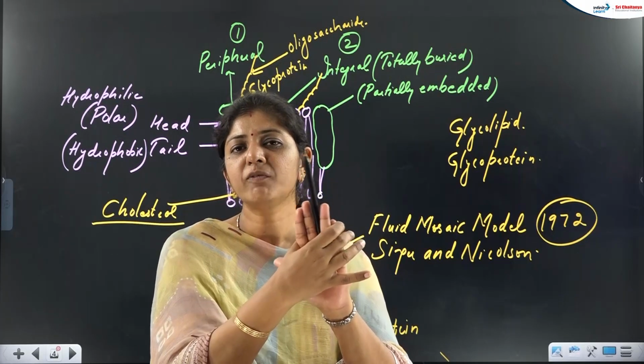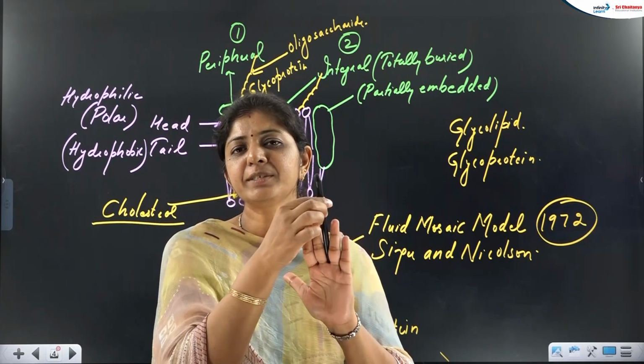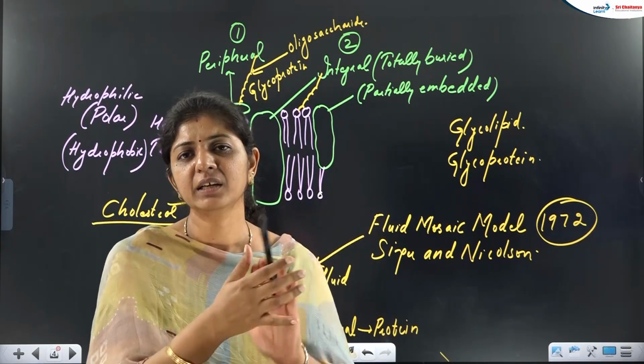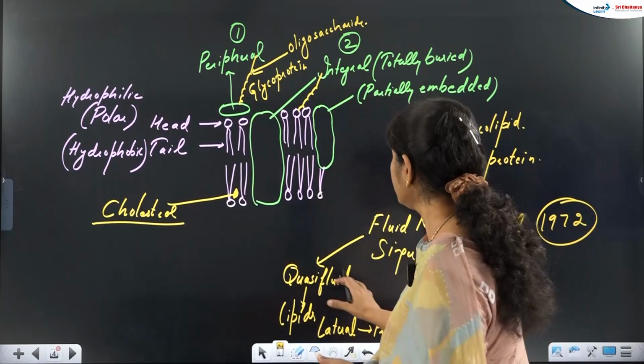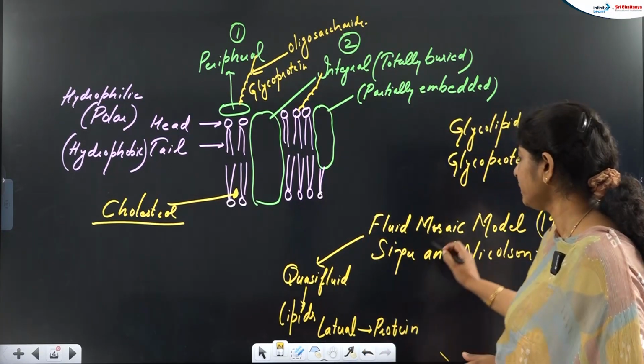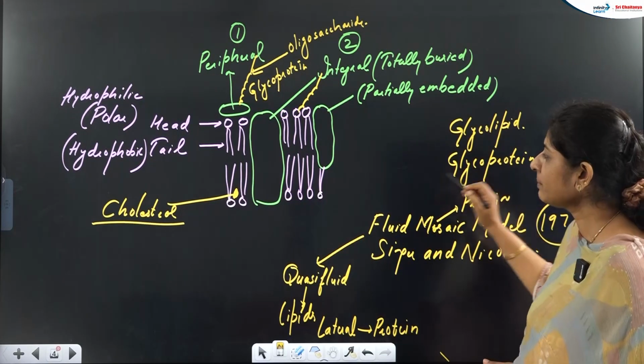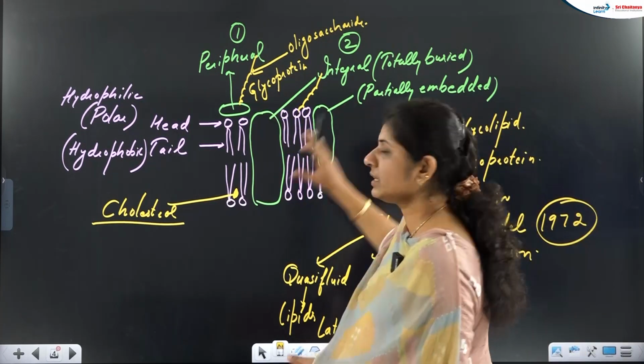Who is showing quasi-fluid nature? Lipids. And it is measured by the lateral movement of the proteins which are embedded in the lipids, right? So this is the quasi-fluid nature of the lipid. Mosaic pattern will be shown by proteins. Mosaic means only patches of protein are there.